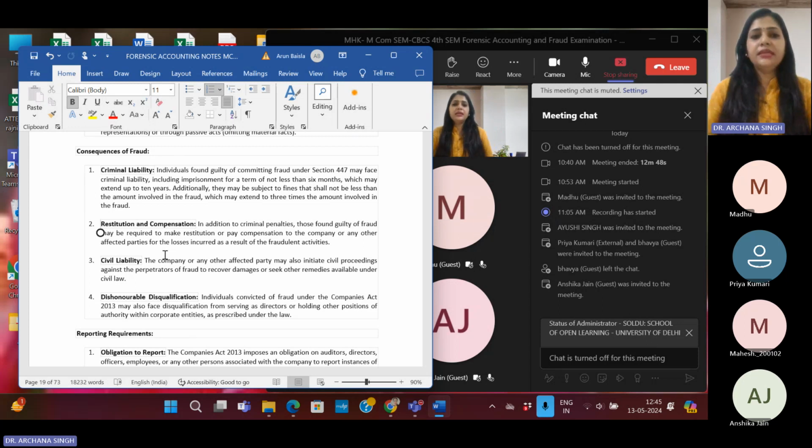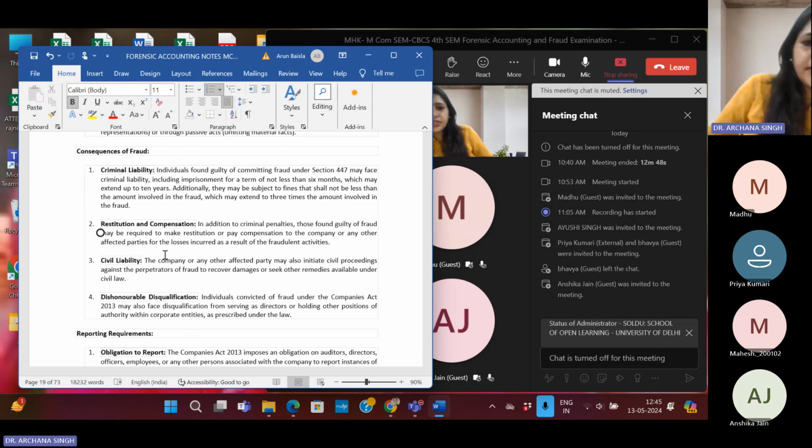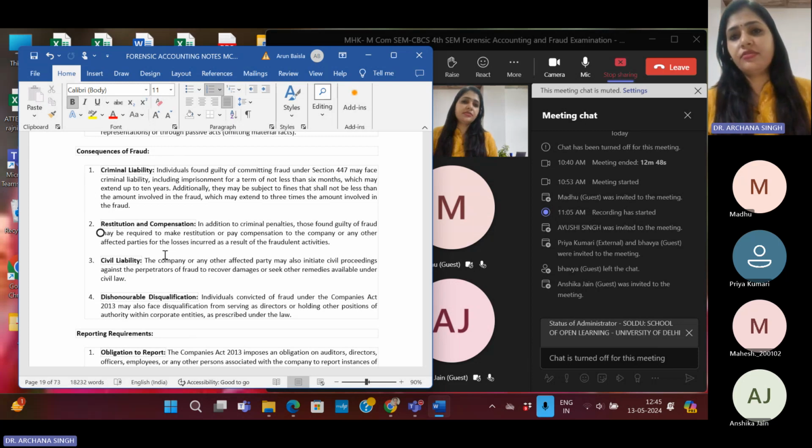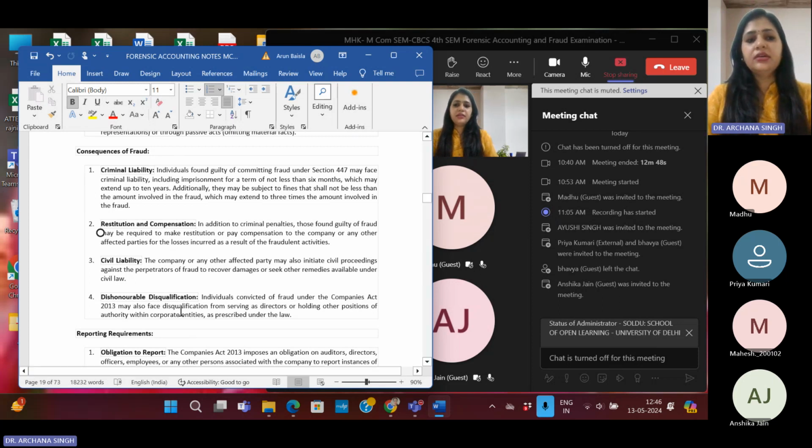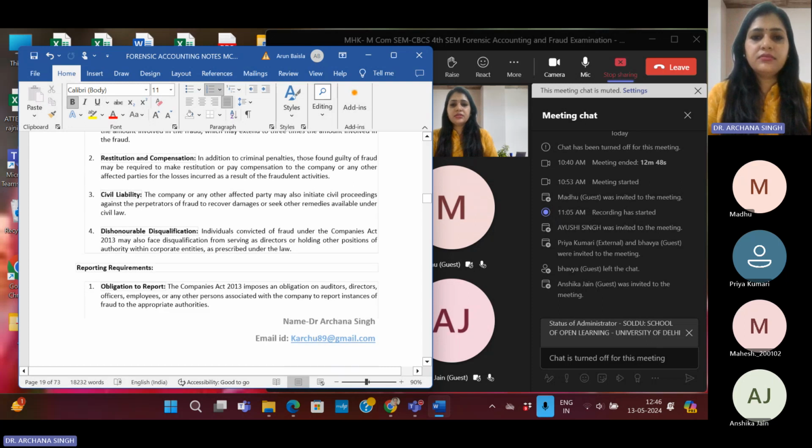Then civil liability. The company or any other affected party may also initiate civil proceedings against the perpetrators of fraud to recover damages or seek other remedies available under civil law. Okay, they may go for civil liability, they may go to civil law.